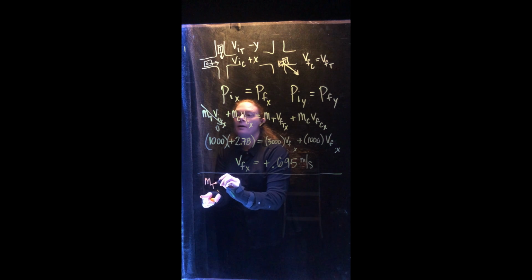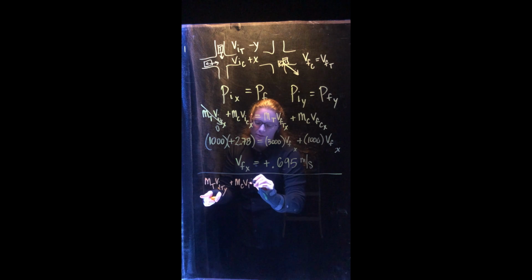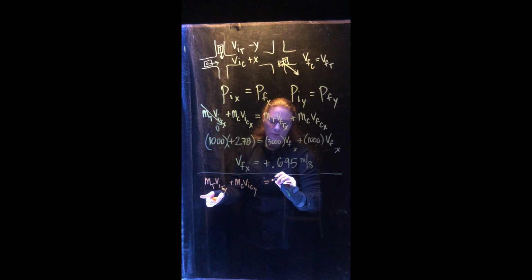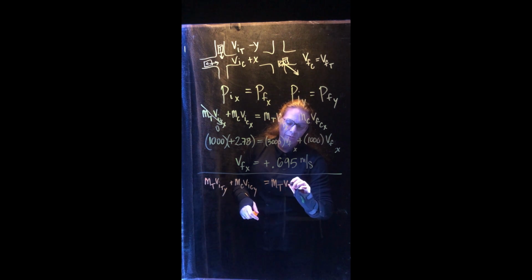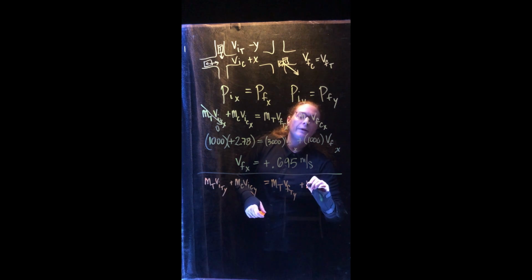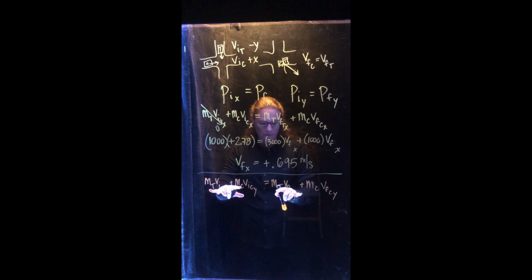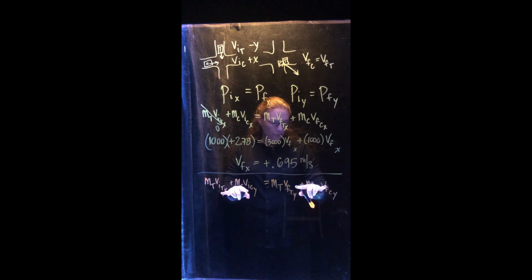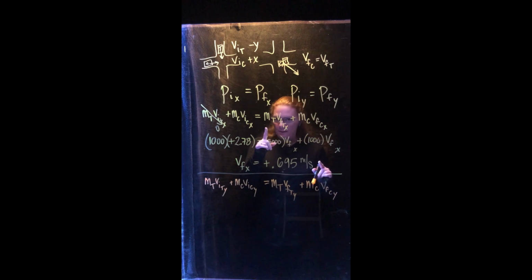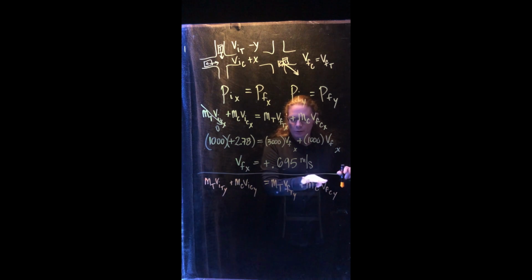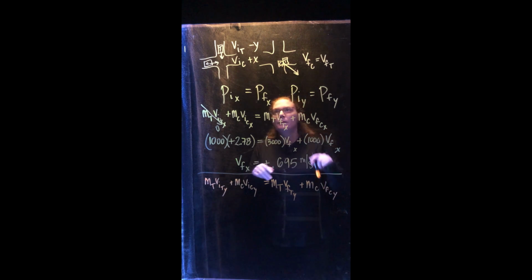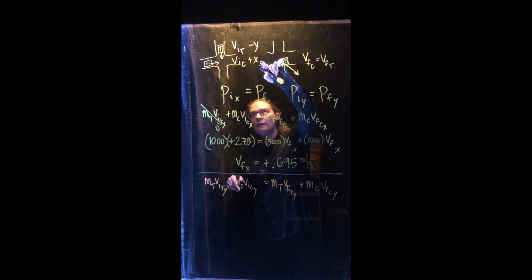So mass truck, V initial truck y, plus mass car, V initial car y, equals mass truck, V final truck y, plus mass car, V final car y. Okay, masses look good. Initial on this side, final on this side, y, y, y, y. Is anything 0? Yes. Can you figure out which one is 0? Think about it for a minute. One of these 4 terms is 0. We can ignore it.